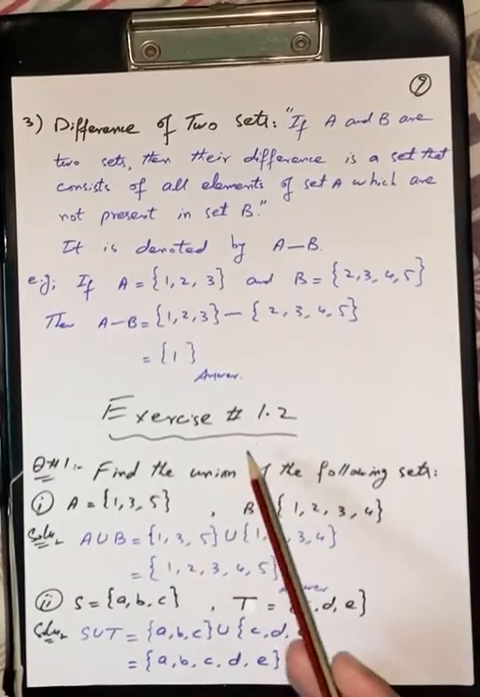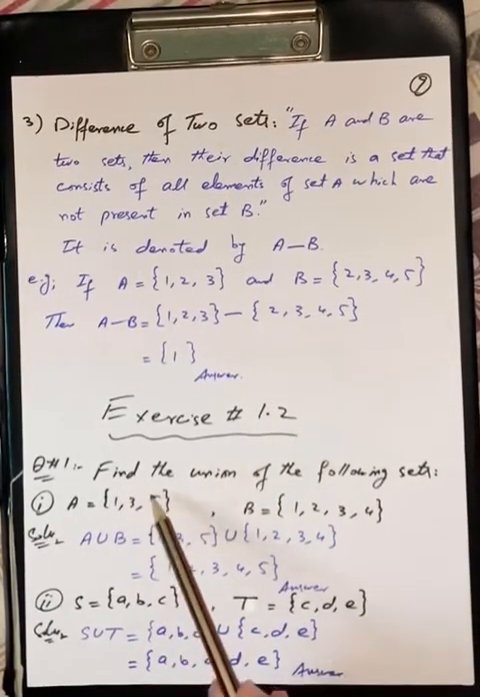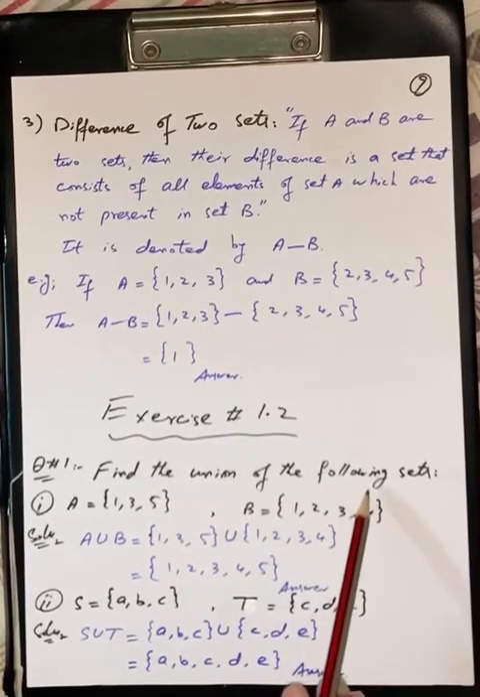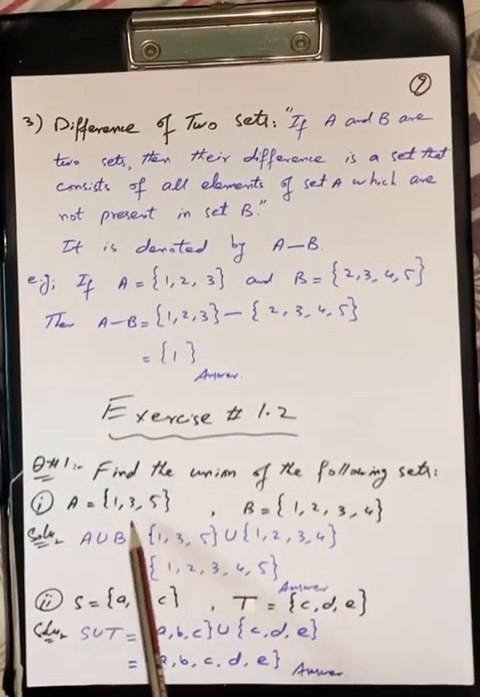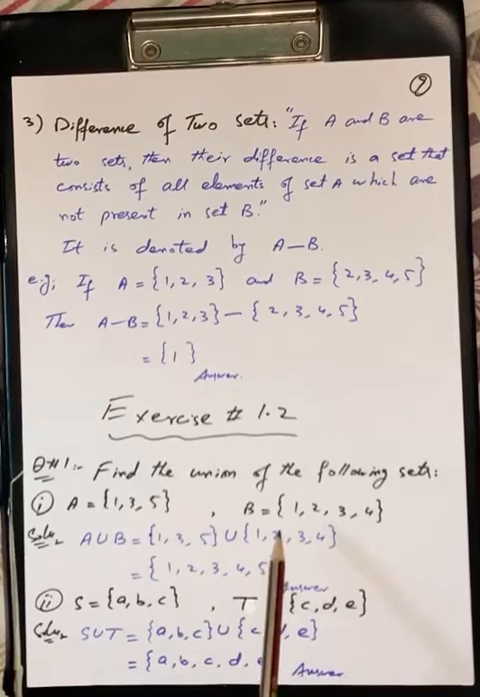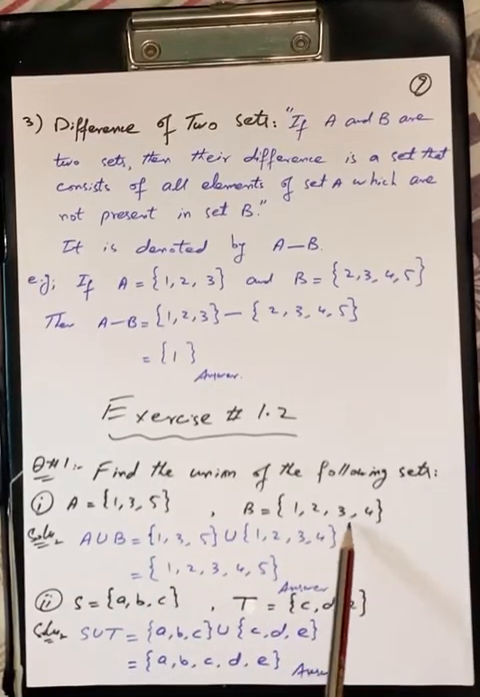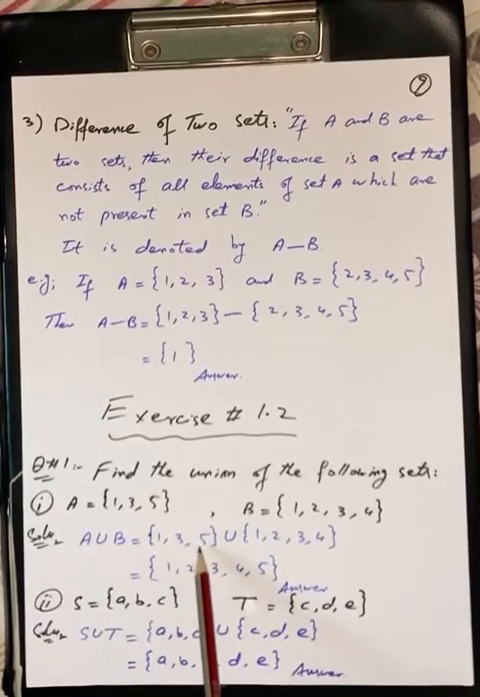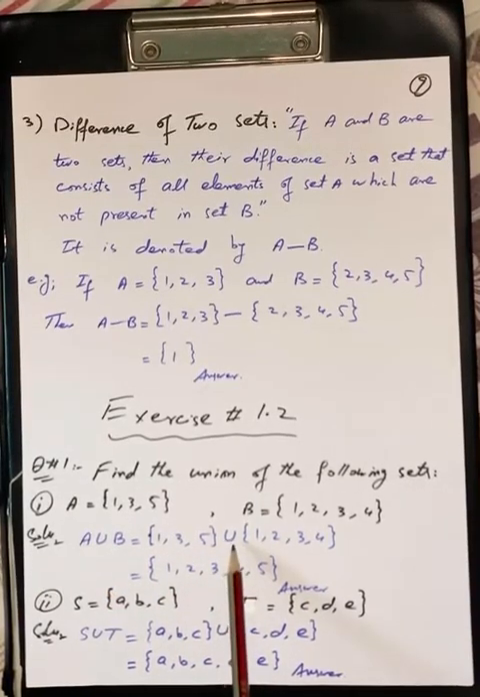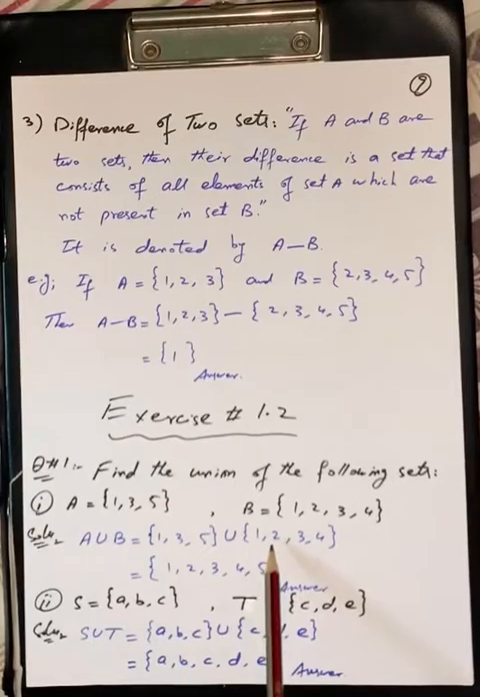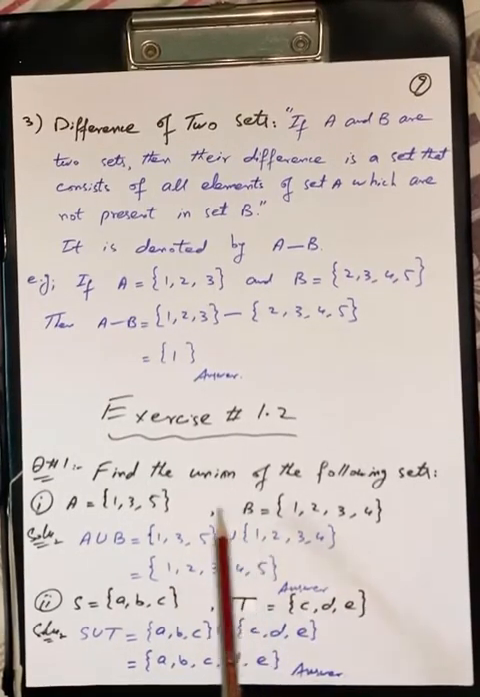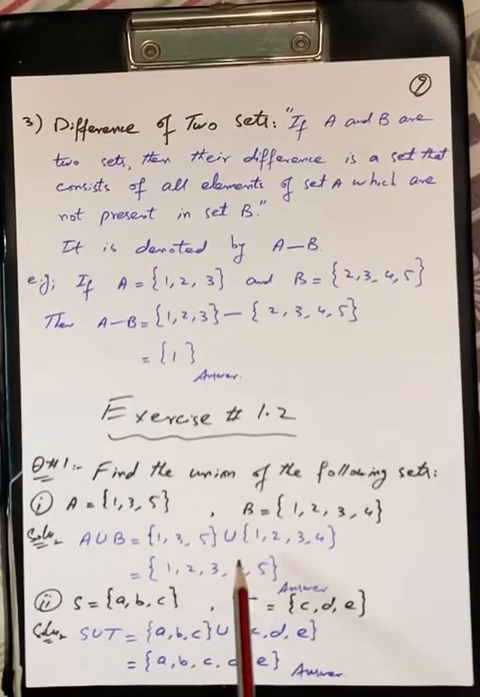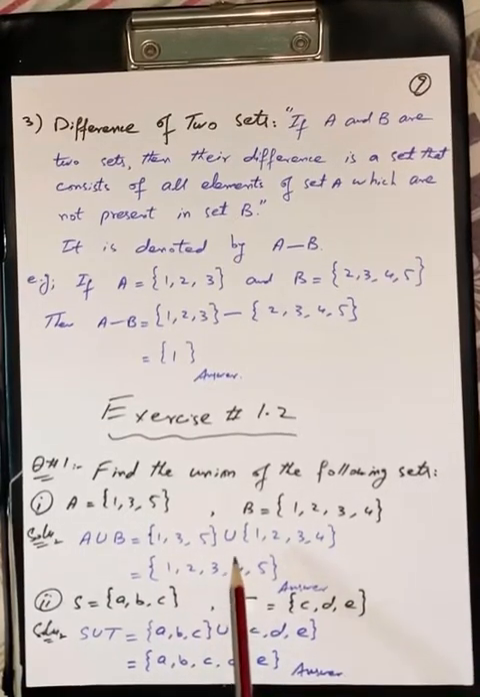Now we start exercise 1.2. Question number 1: Find the union of the following sets. Set A is {1, 3, 5} and set B is {1, 2, 3, 4}. So I write A union B: set A's elements, then union, then set B's elements. Okay, dear? Union means we write all the elements in these two sets A and B but not repeated. Okay, beta? We write all elements but not repeated.